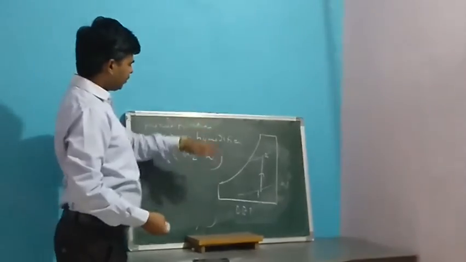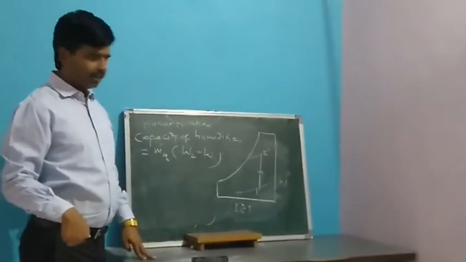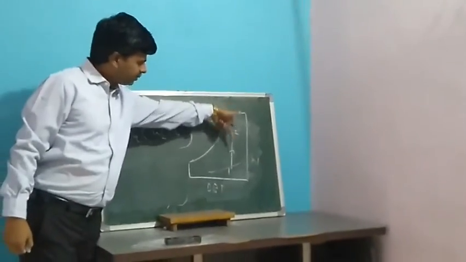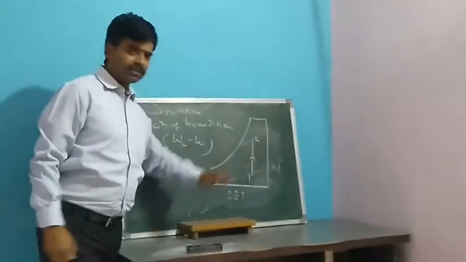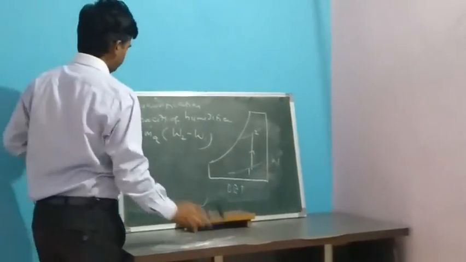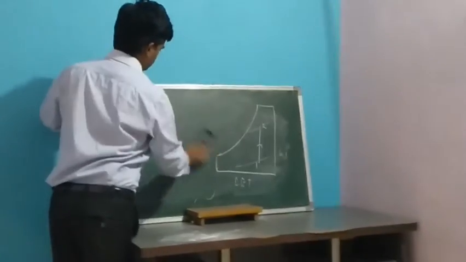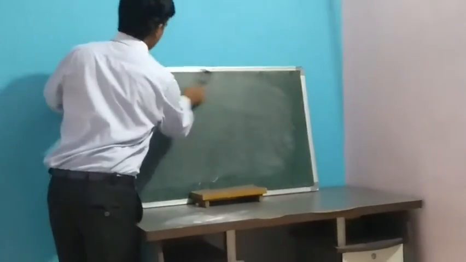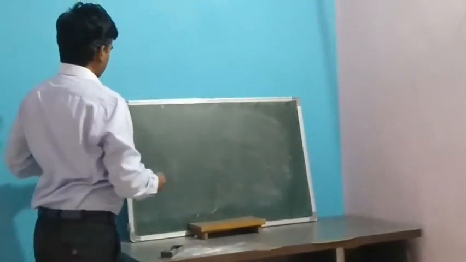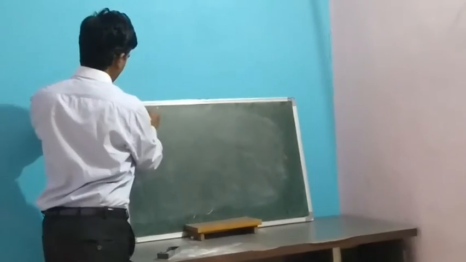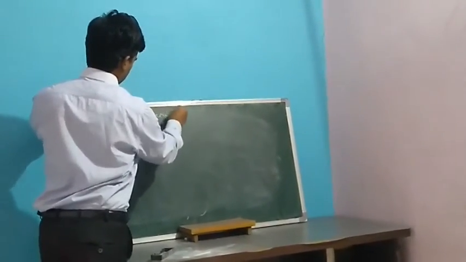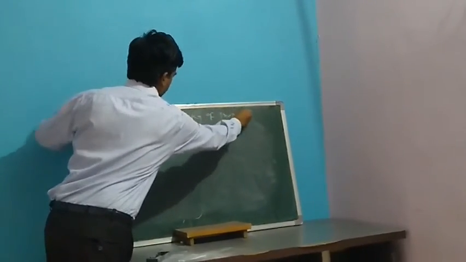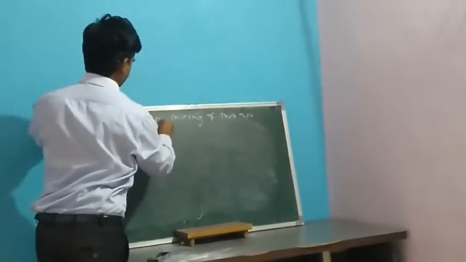So similarly we can determine the capacity of the dehumidifier also. It is very simple, m dot A multiplied by this particular specific humidity minus this specific humidity. Now we are basically interested to learn the adiabatic mixing of two air streams.